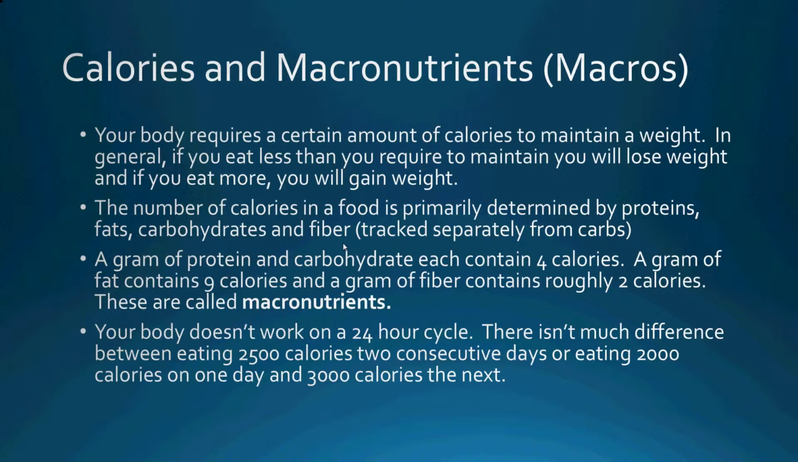A gram of protein and carbohydrate each contain 4 calories. A gram of fat contains 9 calories, and a gram of fiber contains roughly 2 calories. And these together are what we're going to call macronutrients or macros. Your body doesn't work on a 24-hour cycle. There isn't much difference between eating 2,500 calories 2 consecutive days or eating 2,000 calories on one day and 3,000 calories the next.